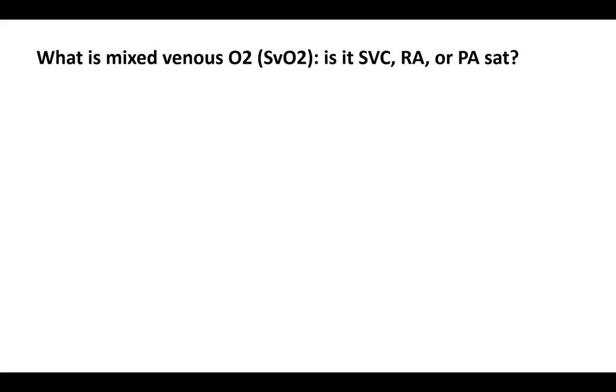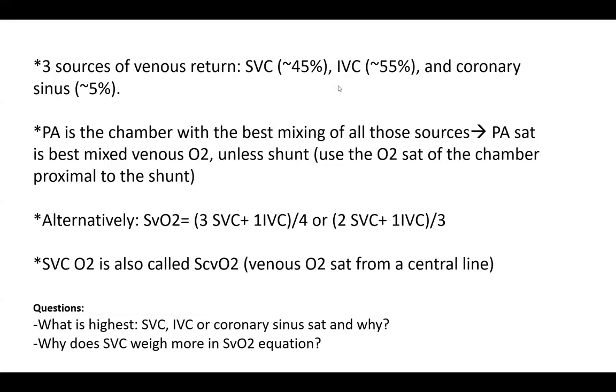I think it can be the RA, as long as there is no step up from left to right hand. Well, okay. Well, the best answer is the PA, not the RA. Because here's the thing. What is mixed venous O2 for the body? Mixed venous O2 is basically an integration of the venous blood coming from all sources, from the IVC, SVC, and very importantly, from that coronary sinus that we sometimes forget about. So SVC, IVC, and coronary sinus.